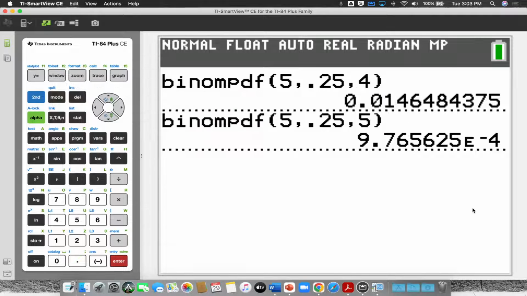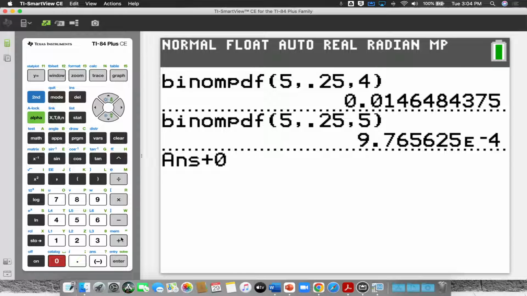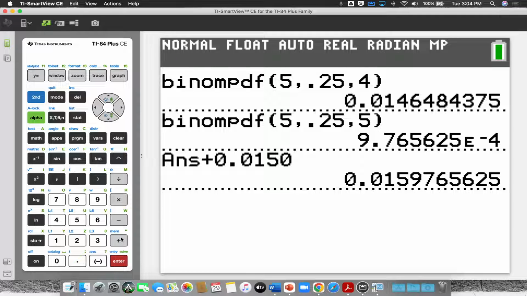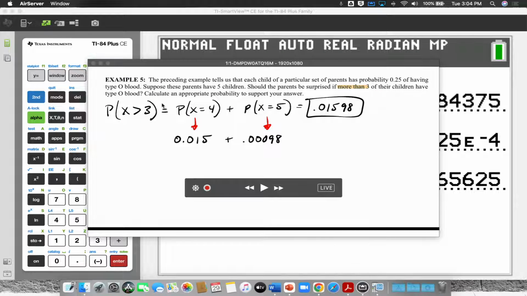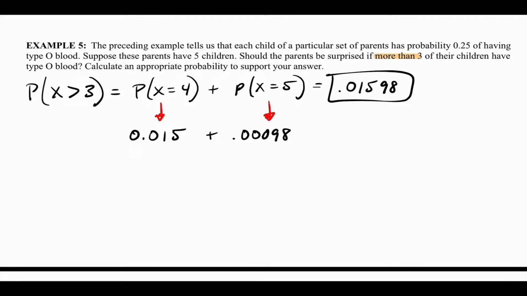So now we're going to add those two up. We're going to add up the last one plus the one right before that. I guess it's just 5. That was it. 0.01598. This is what I got for each of them. I went 3 spaces on x equals 4. I had to go farther, because otherwise there'd be a lot of zeros.